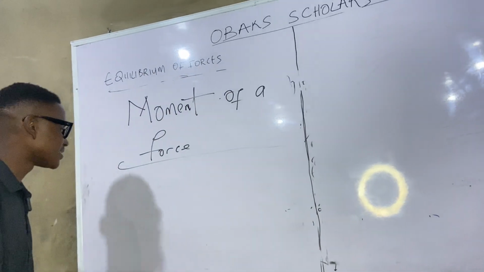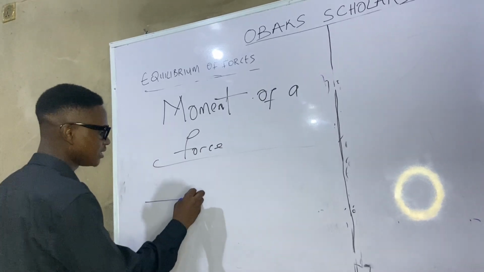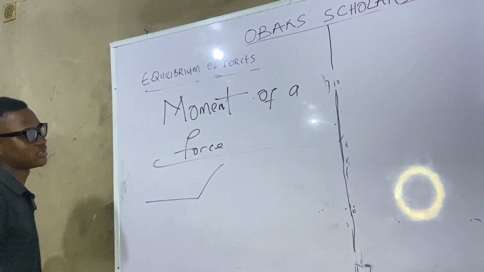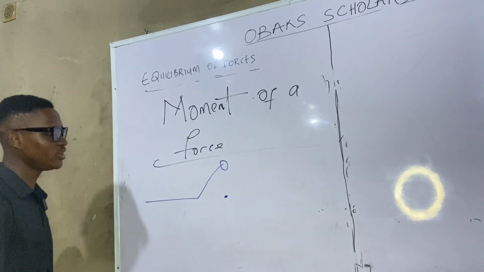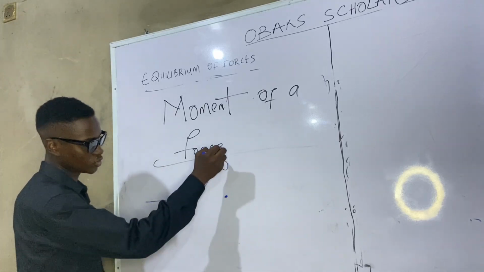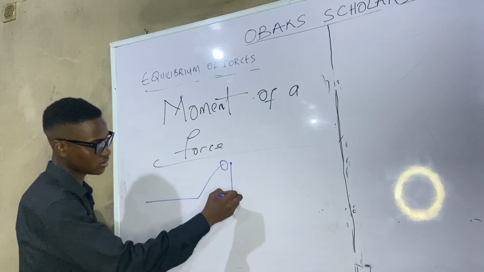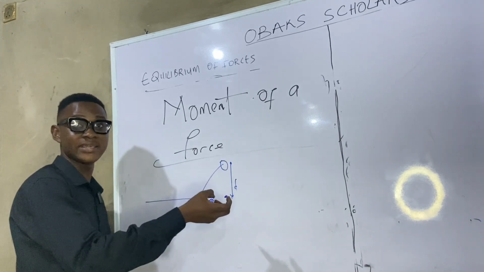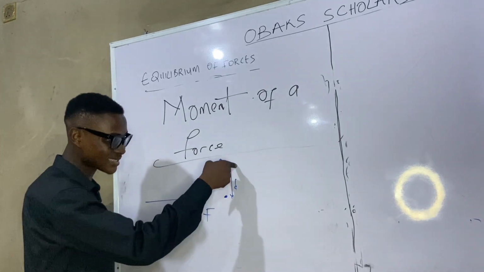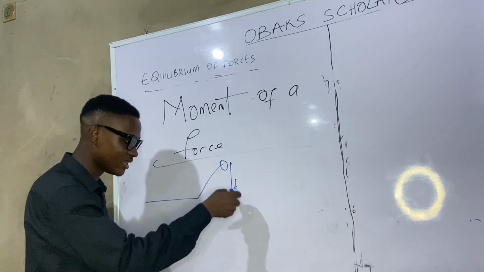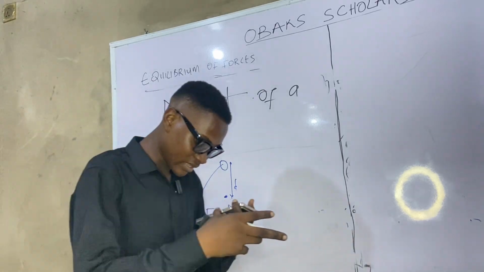So for example, let's say this is a switch, and for you to close the switch you have to bring it down like this. If you turn the switch down like this, you want to turn it off. There is a certain distance from here to here, right? And you applied a certain amount of force. So the moment of the force is the force applied times the distance of the line of action. That's basically what the moment of a force is explaining.